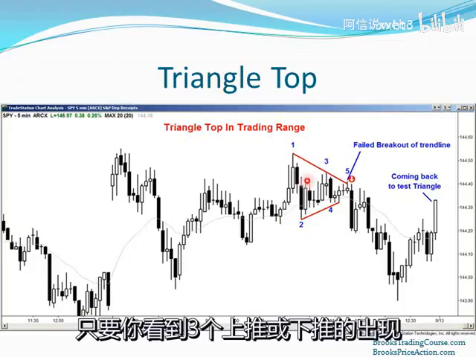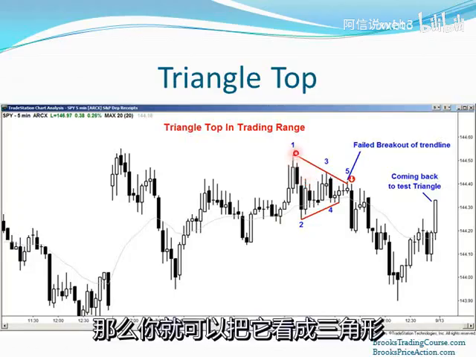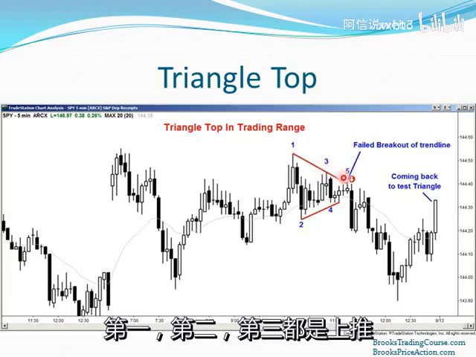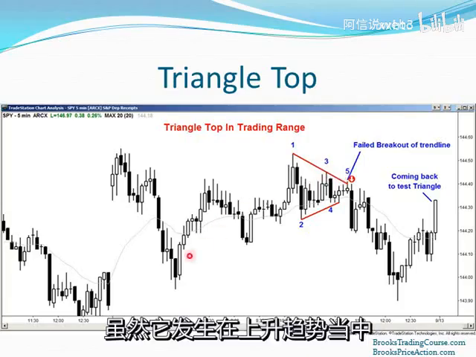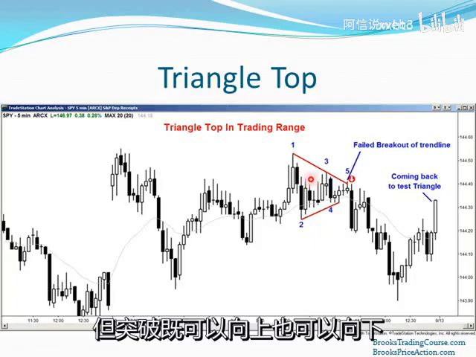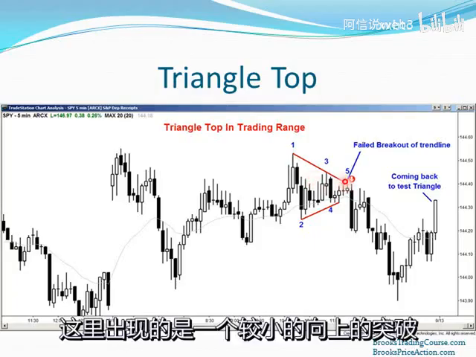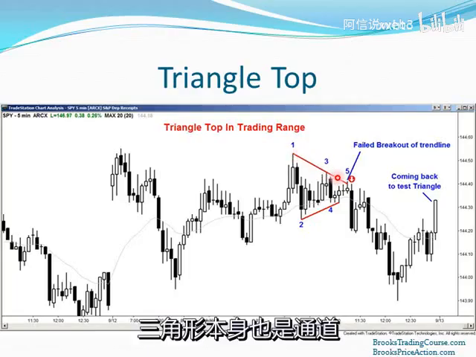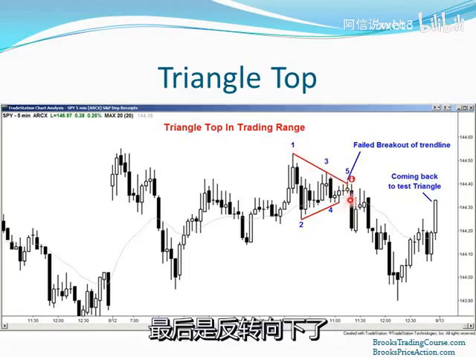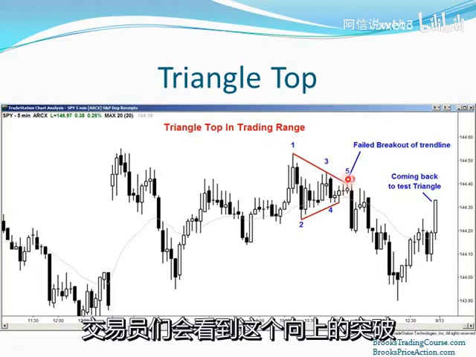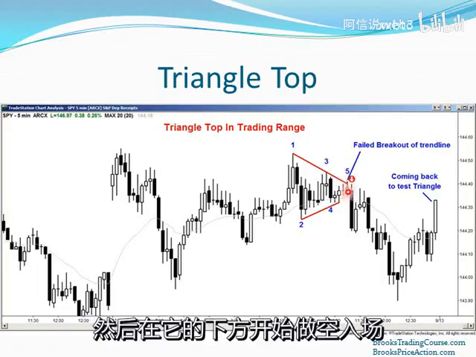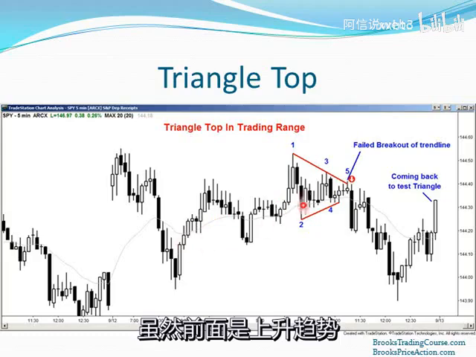As soon as you see 3 pushes up or down, it's a triangle. 1 push up, 2 pushes up, 3 pushes up, it's a triangle. And yes, it's occurring in a bull trend, but the breakout can be in either direction. Here we got a small upside breakout of the channel. Remember, a triangle is a channel, and then a reversal down. So traders will see this upside breakout, and they'll see the failure, and they'll look to short below it, even though we're in a bull trend.